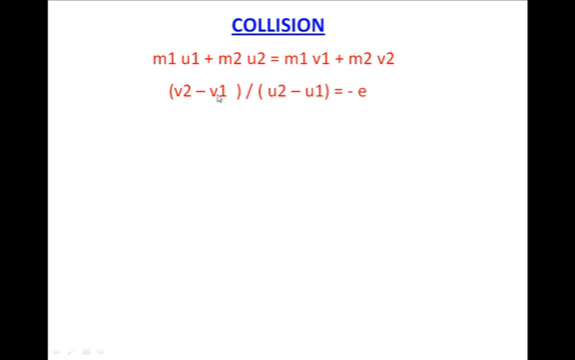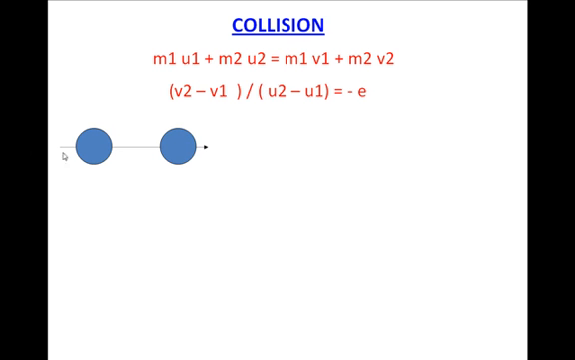And the second equation says that (v2 minus v1), meaning velocity of separation, divided by (u2 minus u1), that is velocity of approach, is constant and is equal to minus e, where e is called the coefficient of restitution. Now if the impact or collision is elastic, then e is 1, and if it is plastic, then e is 0. All the problems which we are going to do, we will be able to solve using these two equations.